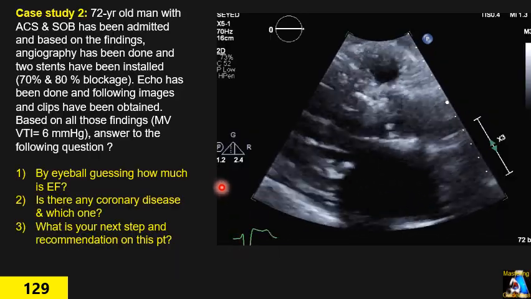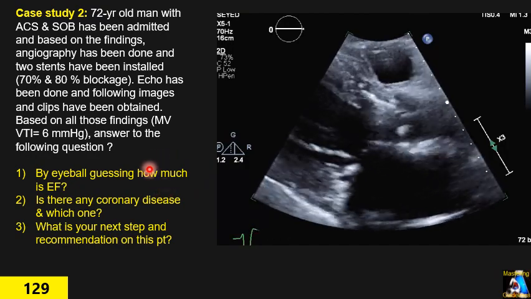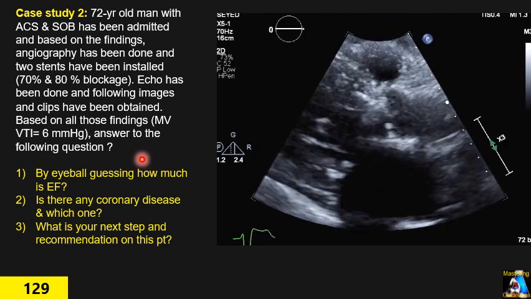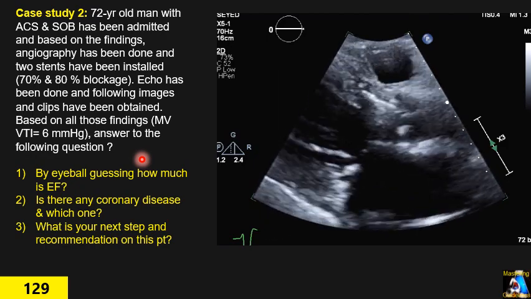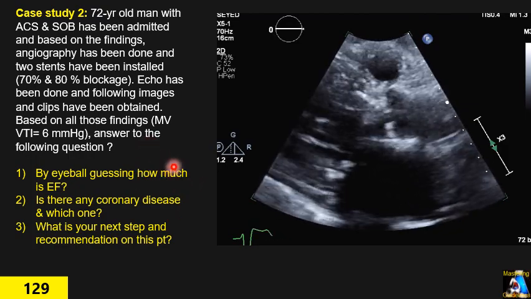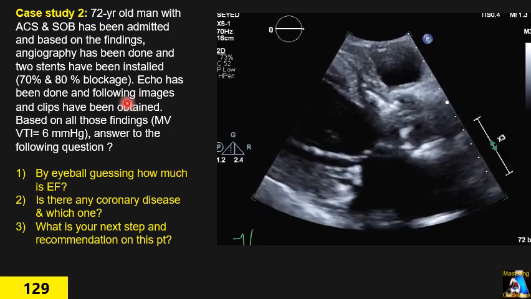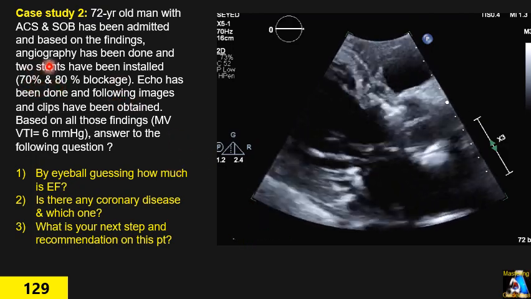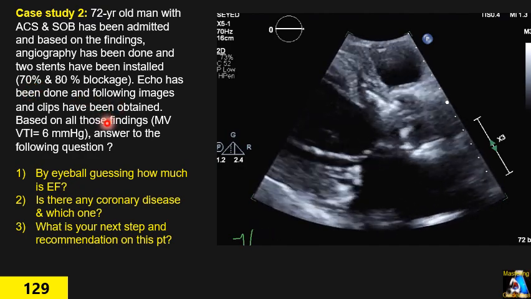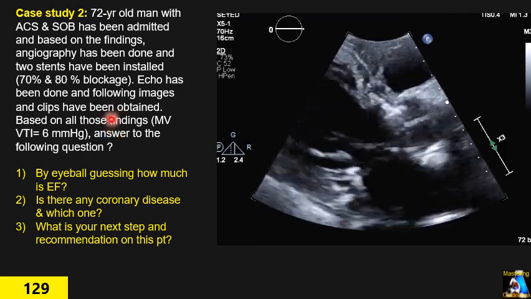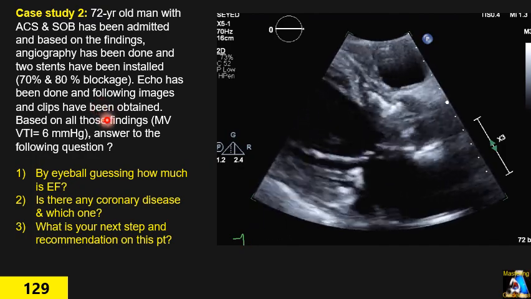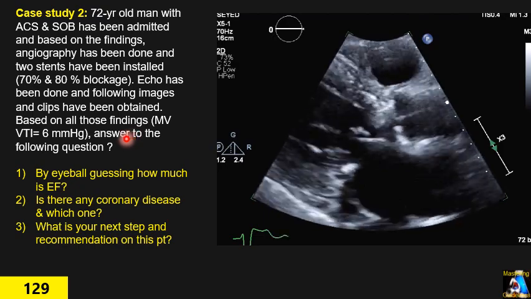Here we have the second patient, case study 2. We have a 72-year-old man with chest pain, pressure, and shortness of breath. The patient came to the hospital, was admitted, and based on the findings and background, the patient was taken to the cath lab and they did angiography. They found two blockages, 70 and 80%. They put in stents and sent him to the floor, and requested echo because they heard some murmur. We did echo on this patient.